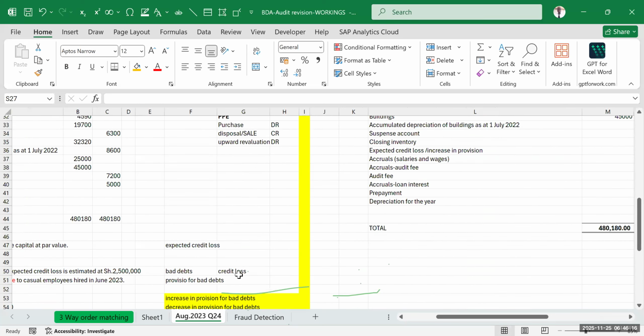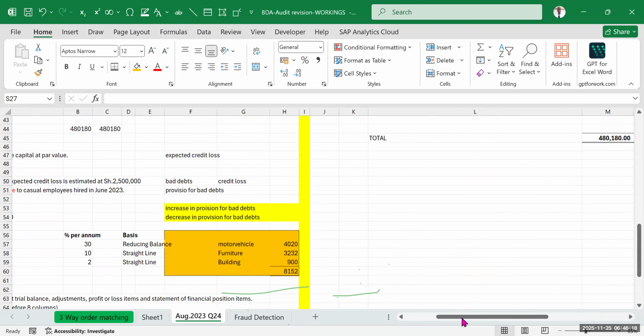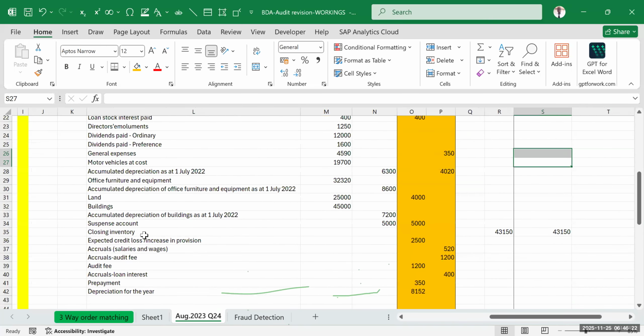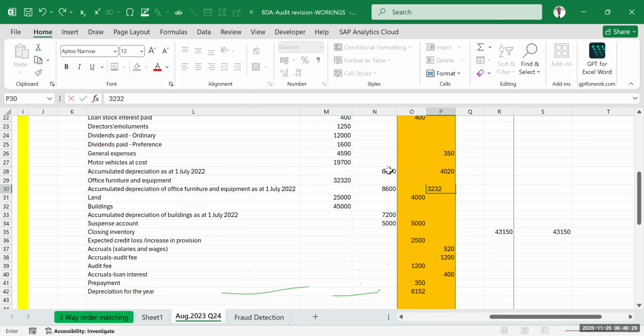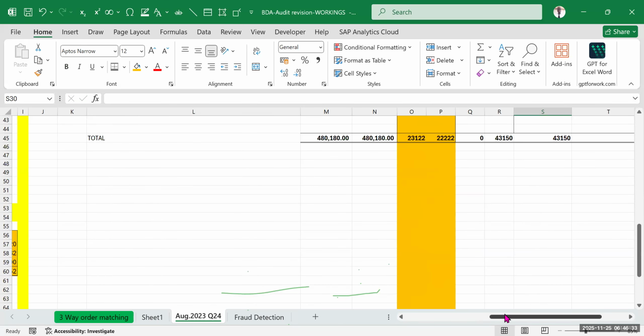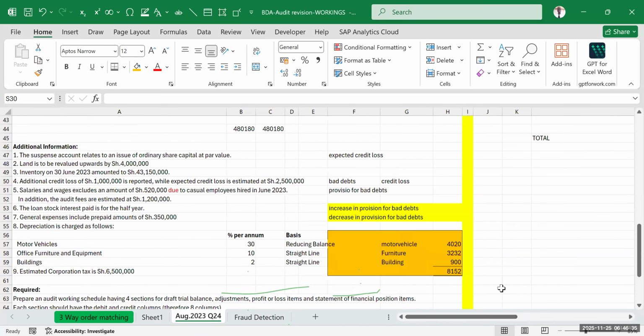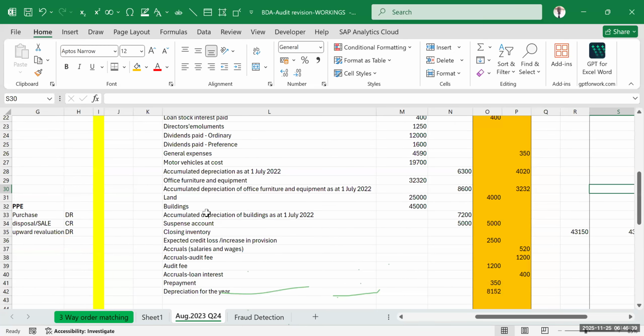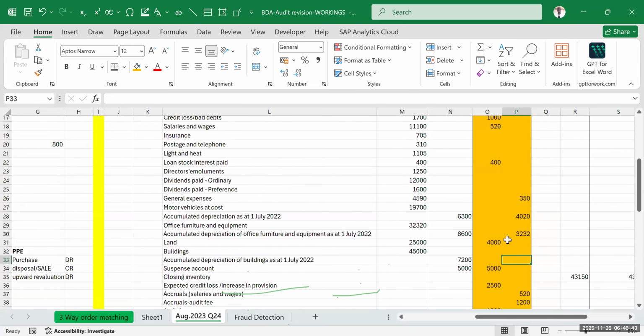Then the depreciation for furniture is 3232. So let's come to accumulated depreciation for furniture. It is here. So we recognize the 3232, which is the depreciation charge for the year under that asset. We do the same for this other asset called building. We also add to the accumulated depreciation of building. It is here. It is how much? I've just forgotten, 900. We add 900 there.